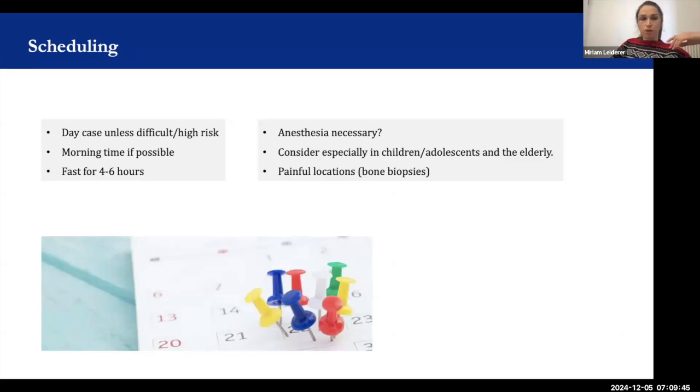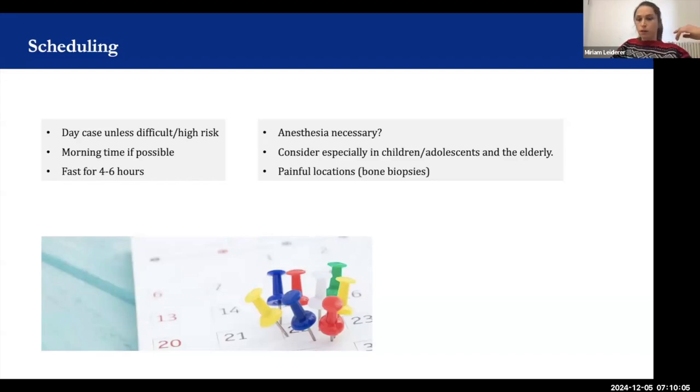Also, the patient should be fasting for 4 to 6 hours in case of complications. It's also better for the patient to have the procedure in the morning. Then you need to figure out beforehand if you need anesthesia or not, because if you need anesthesia, you're going to have to tell them about it.